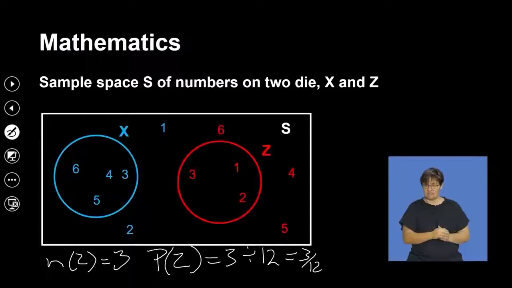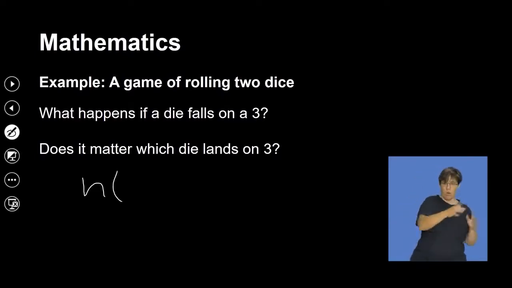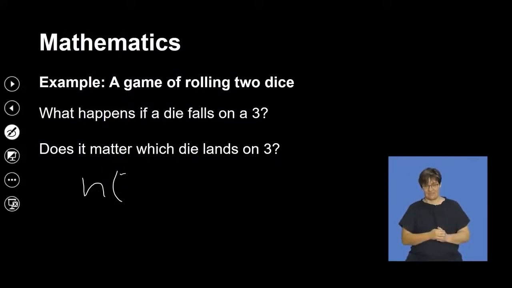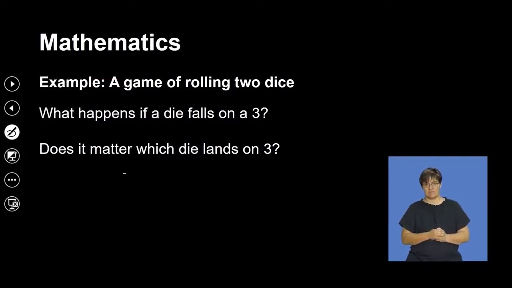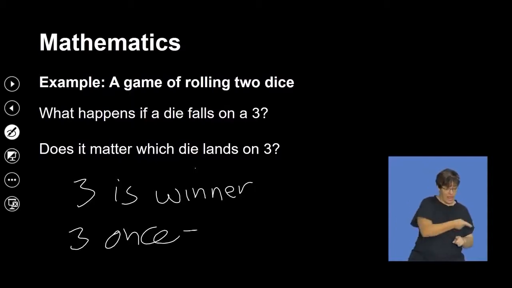Let's have a look at the question. What happens if a dice falls on 3? Does it matter which die falls on 3? No, it doesn't matter. We recognize 3 will still be a winning number. 3 is a winner. But we're just going to count the 3 once, because it's in the intersection.